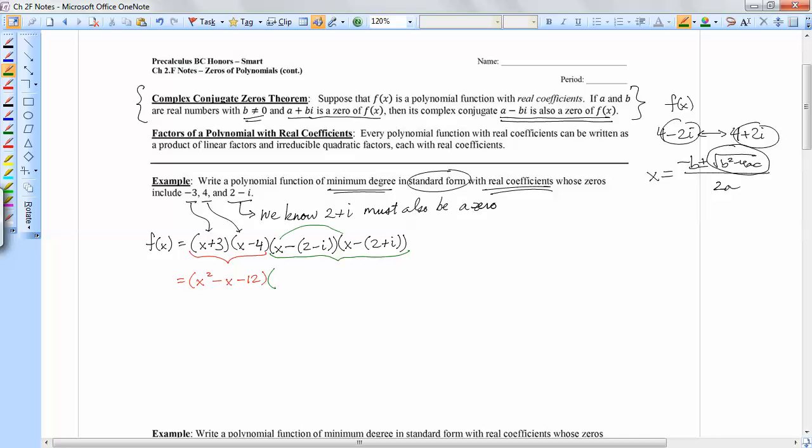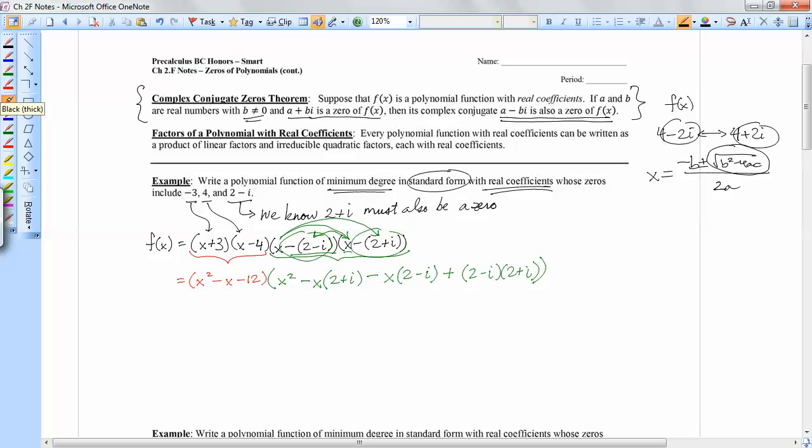So x times x is x squared, and then I've got x times this negative parentheses here. So it's minus x times that parentheses. Then I'm going to do these two terms, the x and the negative parentheses 2 minus i, and the x. So that's going to be minus an x times 2 minus i. And then I've got the last two terms, which are a negative and a negative, so it's going to be plus 2 minus i times 2 plus i. So all that goes together.